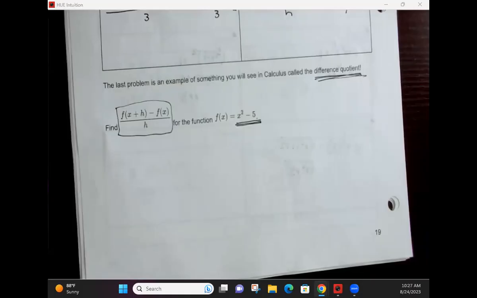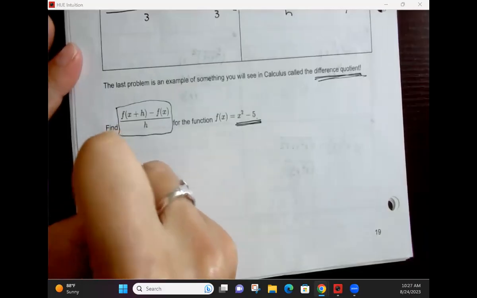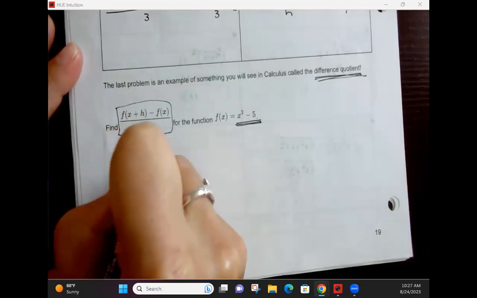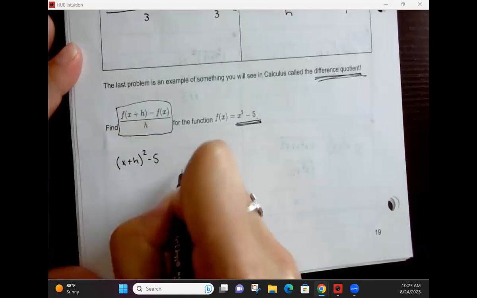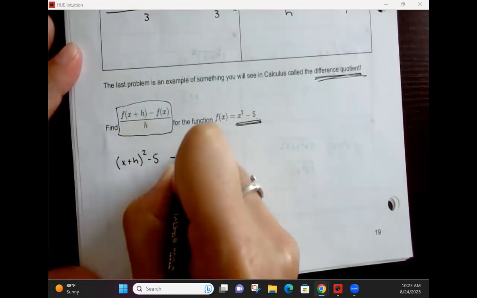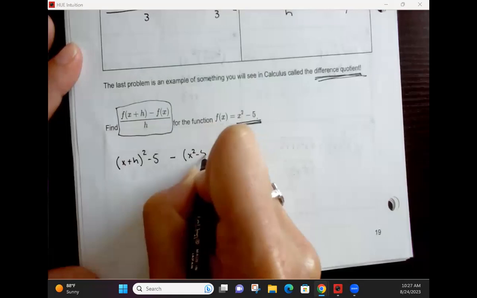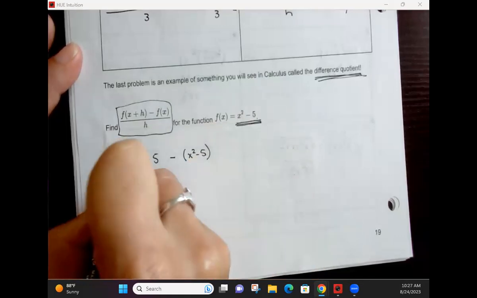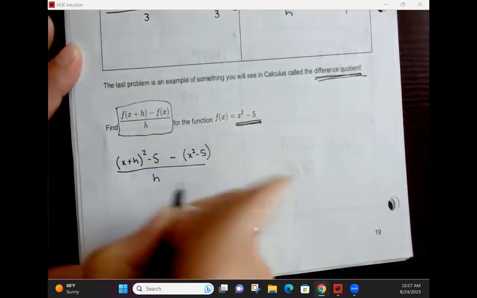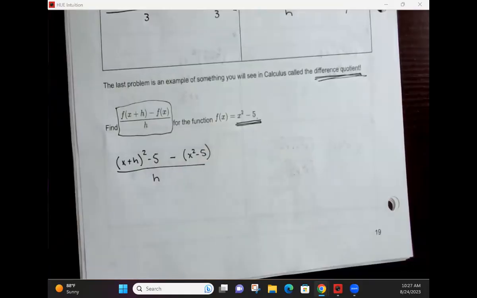Okay, let's take a look. f of x plus h would be (x plus h) squared minus 5, minus f of x, which is x squared minus 5, all over h. Be careful with your squaring. Be careful with your signs.